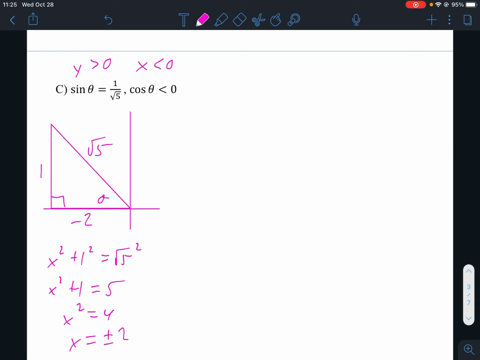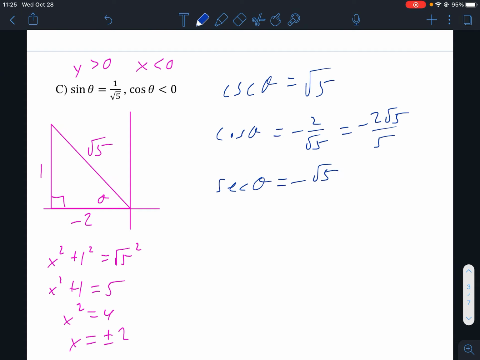Okay, now we can answer our questions here. So let's start with cosecant. Since it's just the reciprocal of the sine, that would be root 5. Cosine is negative 2 over root 5, or rationalized to negative 2 root 5 over 5. Secant is the reciprocal of that, so negative root 5 over 2. Tangent is negative 1 over 2. And then cotangent is negative 2 over 1, or just negative 2.